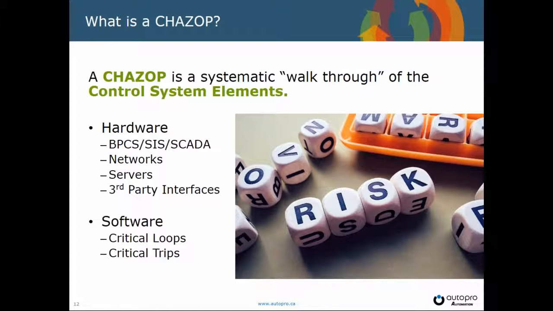With software walkthrough, we can look at critical loops and critical trips to determine how they're being operated, how they're different, what effect different operational modes or different operational parameters will have, not only on the loop or the unit, but the overall facility.